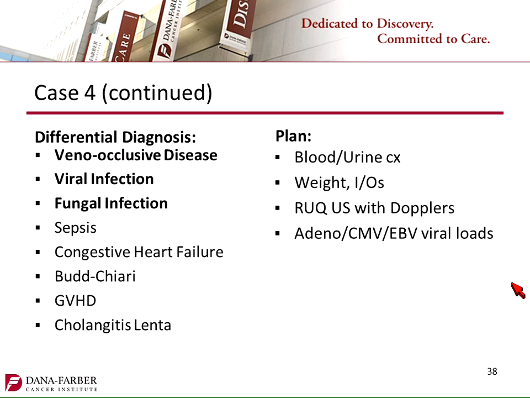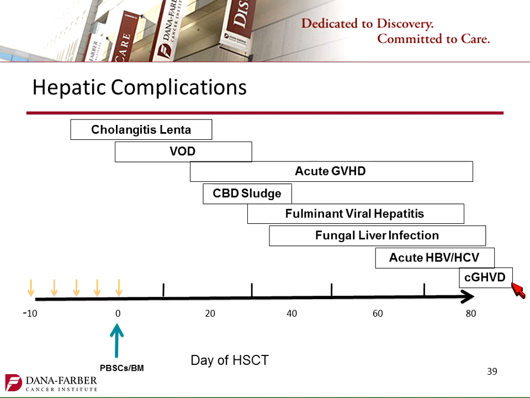So the differential diagnosis for new liver disease after transplant, in the setting of a possible low-grade temperature, includes veno-occlusive disease, a viral or fungal infection, sepsis leading to a cholangitis type picture or cholangitis lenta, Budd-Chiari, or graft-versus-host disease. Based on the timing after transplant, we think about these different buckets of complications.